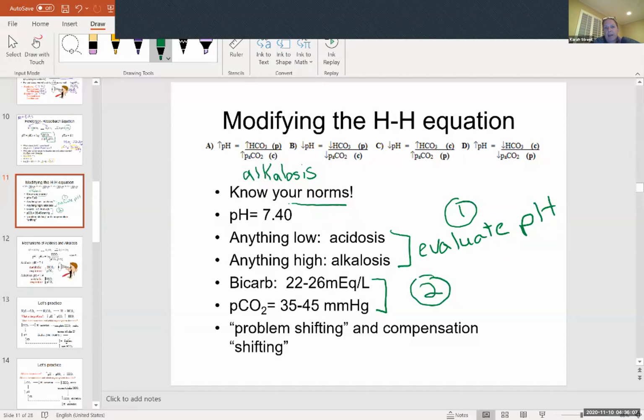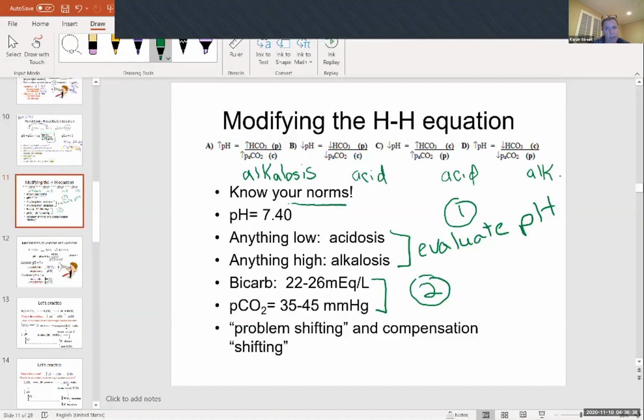And look at letter B. The pH is low. What is that? Acidosis. Good. And letter C, the pH is also low. What is that? Acidosis. Good. And letter D, the pH is high. Alkalosis. Good. Okay. Kara, it seems kind of funny that we have two alkalosis and two acidosis answer choices. What's going on with that?